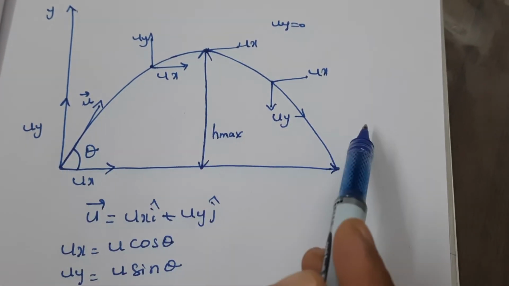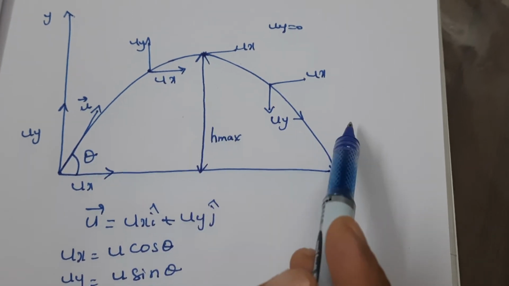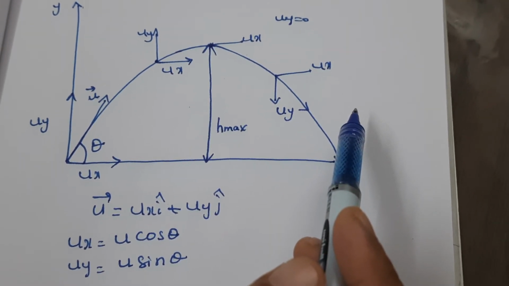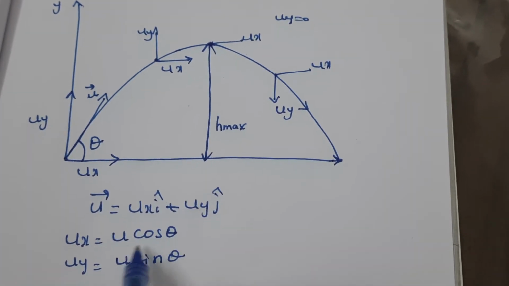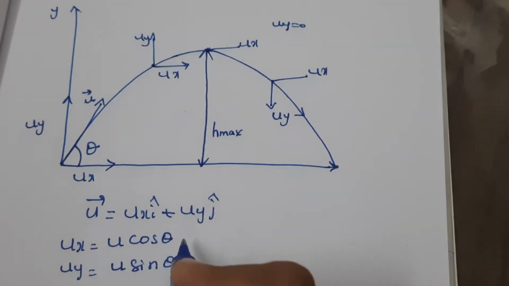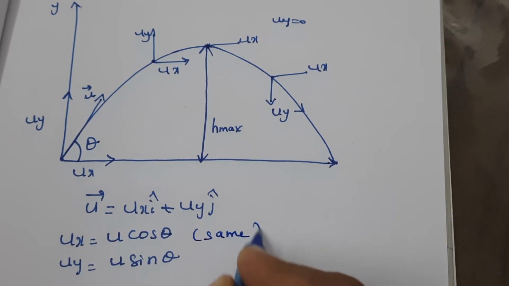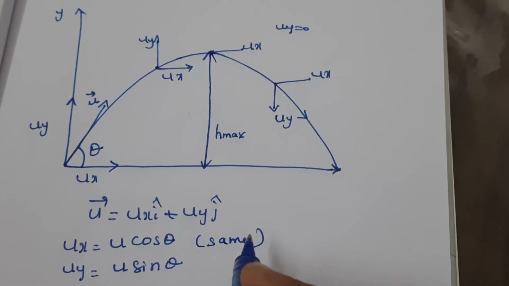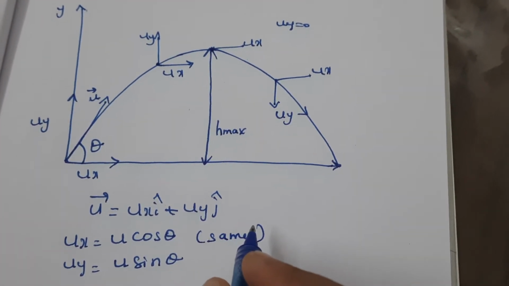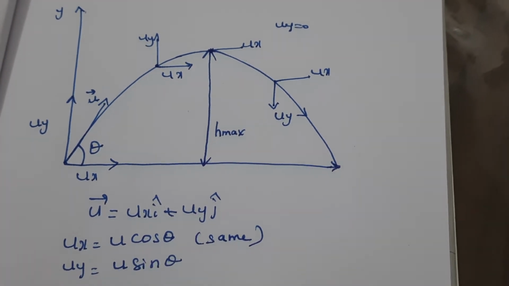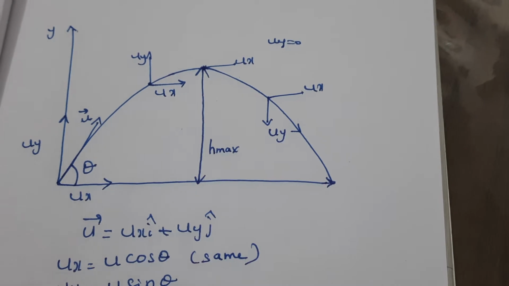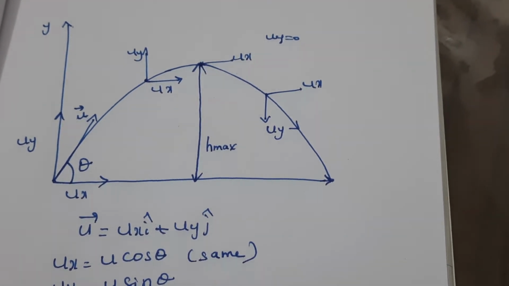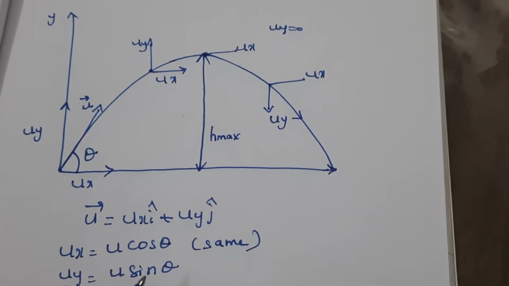Here there is no acceleration along the x direction throughout the motion. Okay, no acceleration along the x direction. Also I said this ux equal to u cos theta remains the same till the object reaches the ground. Now let us see the kinematic equations and find out the horizontal distance, vertical distance, etc.